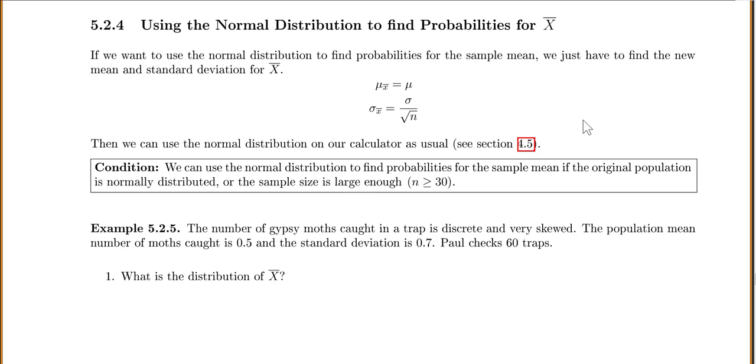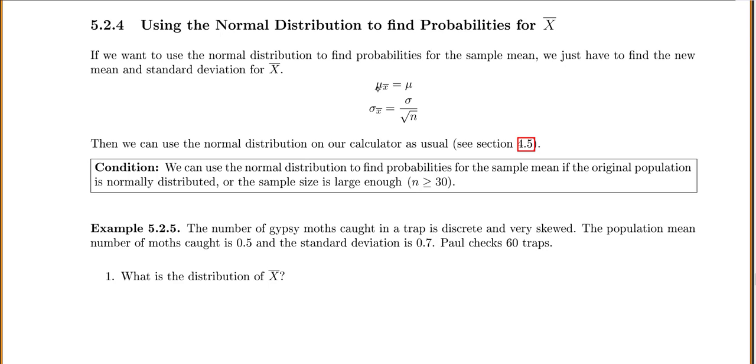Now we can use our normal distribution to find probabilities for x bar, or this is find probabilities for our possible sample means. So if we want to use our normal distribution to find probabilities for our sample mean, we just have to find our new mean and standard deviation for x bar. We used to have to do a longer process when we had tables, but it's pretty simple now.